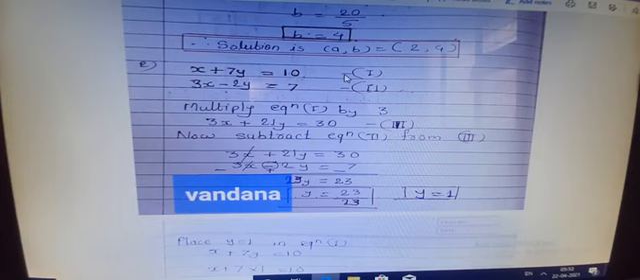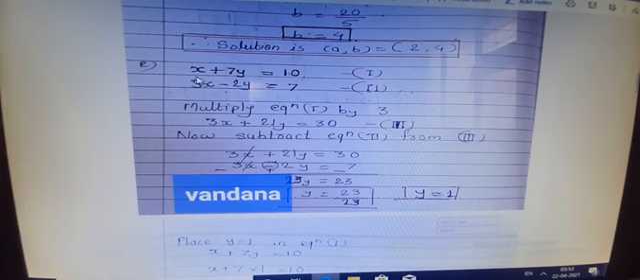Assume this is equation number first. 3y minus 2y is equal to 7. Assume this is equation number second. Now see here, the coefficients of x and y both differ. Then we have to make the coefficient the same. How do we do that?